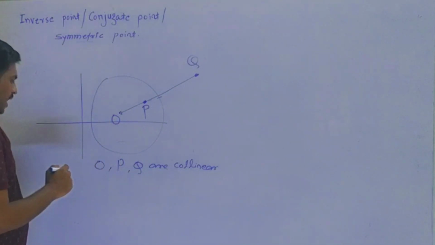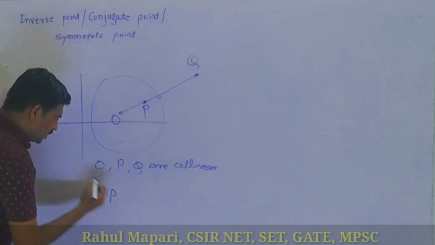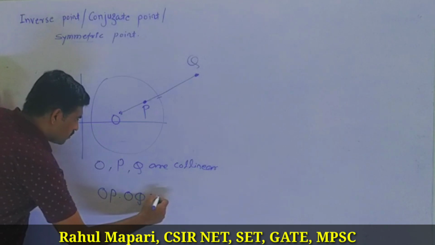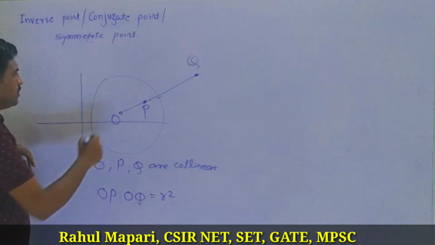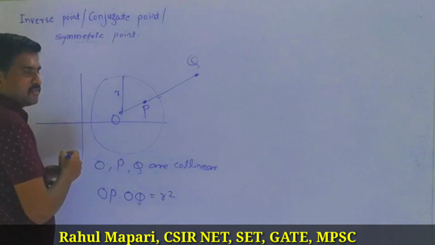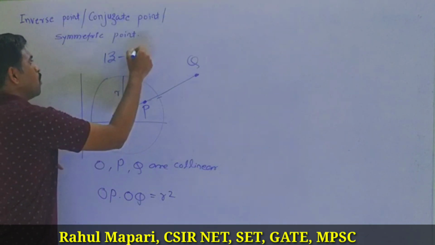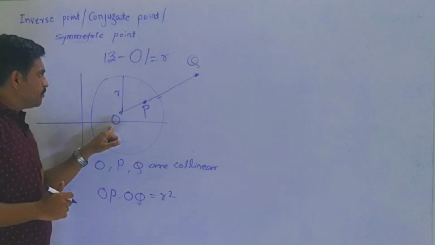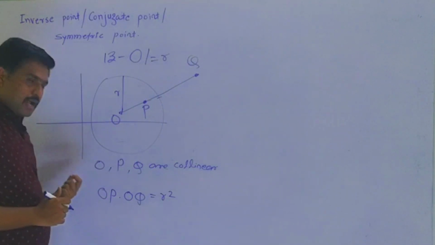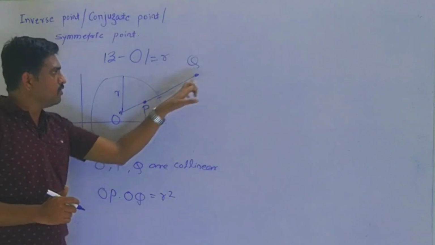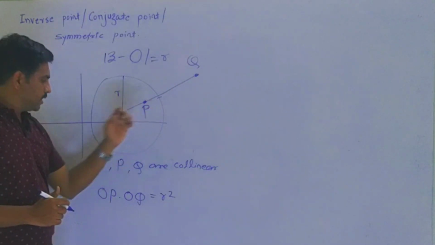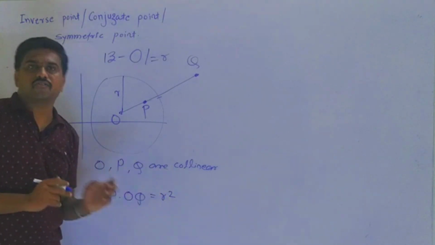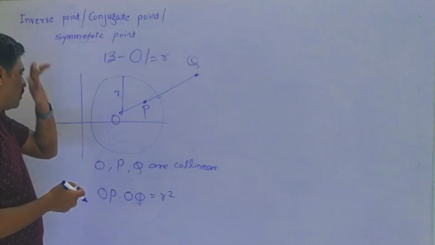One more result: OP into OQ equals R square always. This is the radius, and this is the circle. Suppose |Z minus O|, the center, equals R. So O, P, Q are collinear, and if P is the conjugate of Q or Q is the conjugate of P, then OP into OQ is equal to R square always. We will sort out some examples on the basis of this.